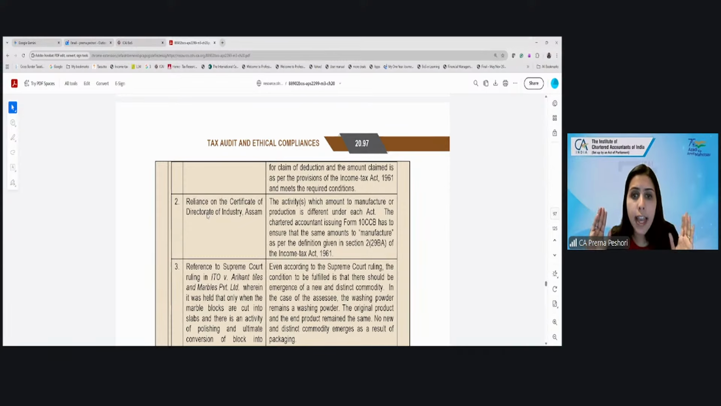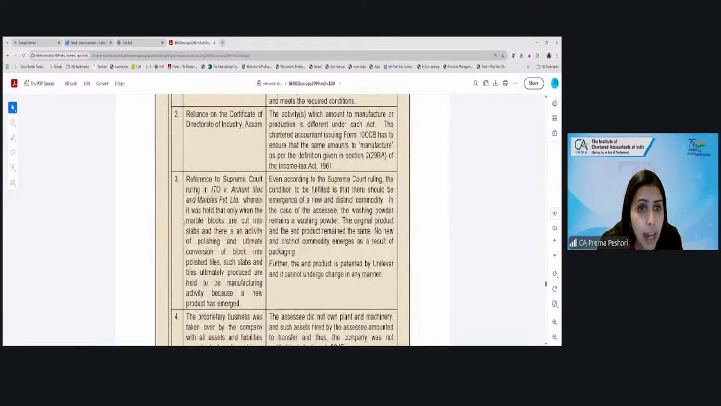ACIT's counter is that the activity which amounts to manufacture or production is different under each act. Now, this may amount to manufacturing by the director according to the certificate of Directorate of Industry of Assam. But this is not manufacturing as per the Income Tax Act. The CA who is issuing the Form 10CCB, if he relies on some other certificate under another act, that does not tantamount that it will also amount to manufacture under the Income Tax Act, the definition for which is given under 2(29BA).